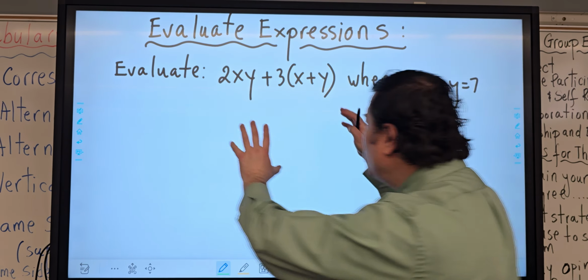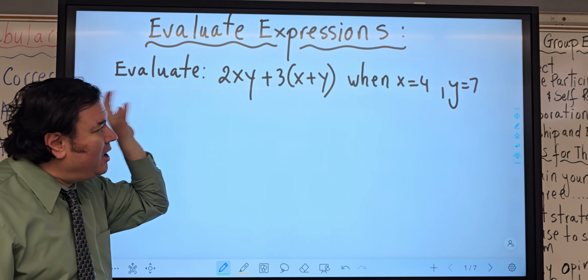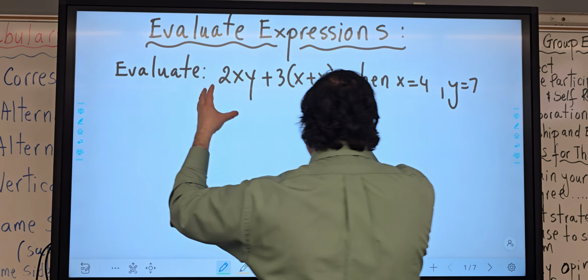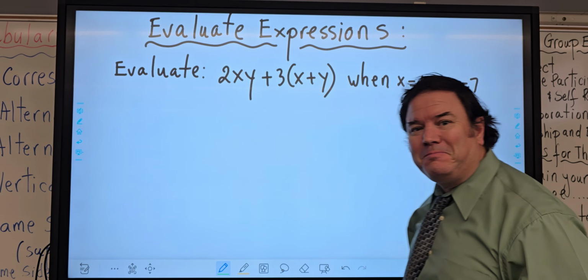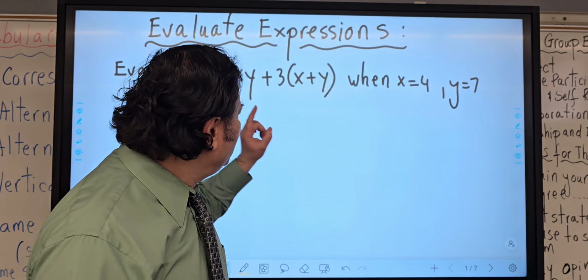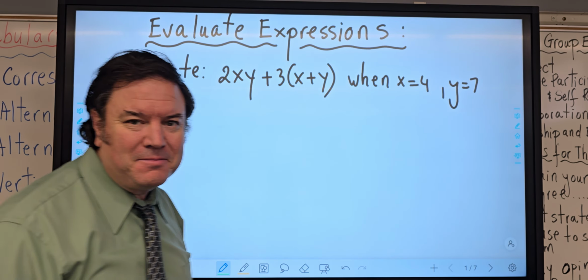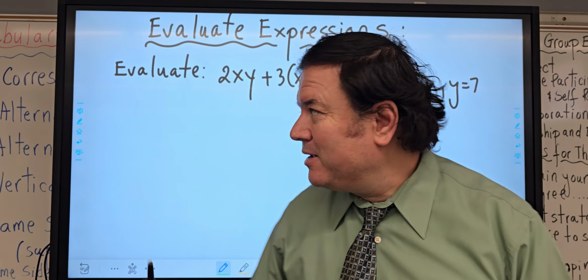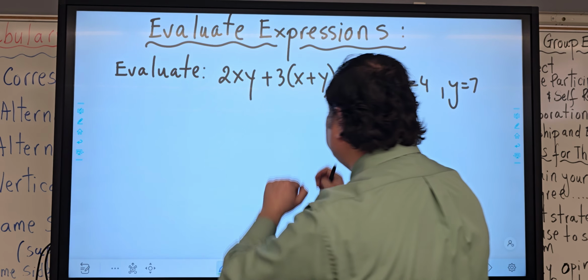We have an expression 2xy plus 3 times (x plus y). And now we need to evaluate this expression when x equals 4 and y equals 7. What do you think should be our first step to evaluate this expression? What should we do first? Take a moment and think.